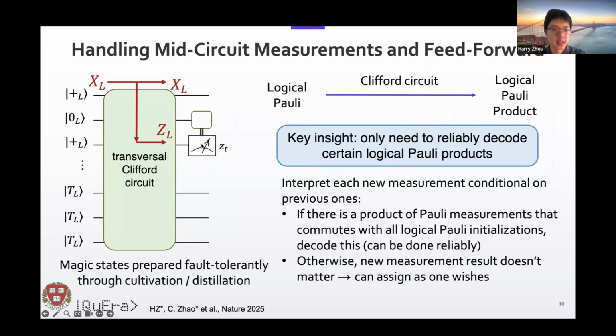And this is analyzed in more detail in the paper. I encourage you to check it out, and also the follow-up paper together with our collaborators at Harvard and our team at QuEra.